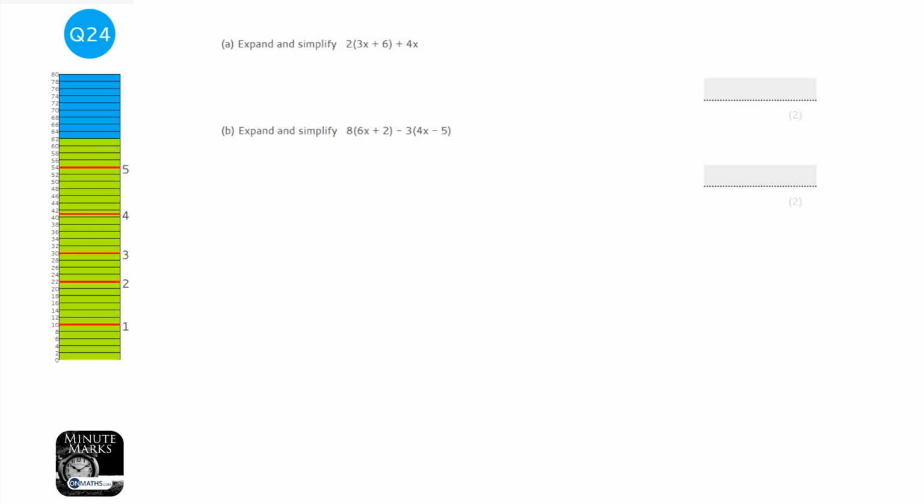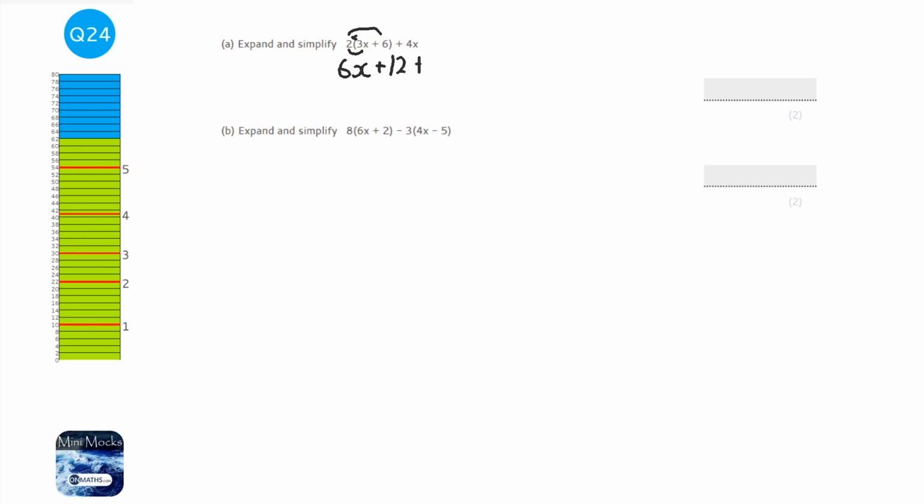Okay, there's more than one way to expand and simplify a single bracket. You're essentially doing the same thing, but some of you might want to draw grids or do it in a different way. I always just use smiles and rainbows, so I just create a smile between the 2 and the 3x, and a rainbow between the 2 and the 6, and I put a little times sign there to remind me to times it. Just put a notch through the bracket. That means we're going to times 2 and 3x, and 2 times 3 is 6, and then we've got the x there, and 2 times 6 we're going to times together to make 12.